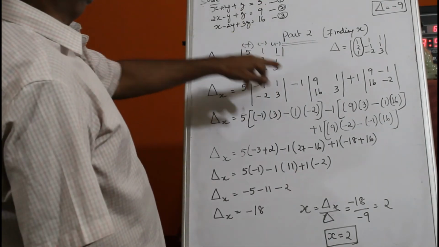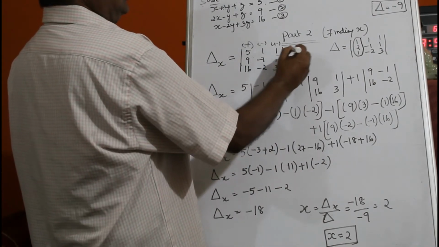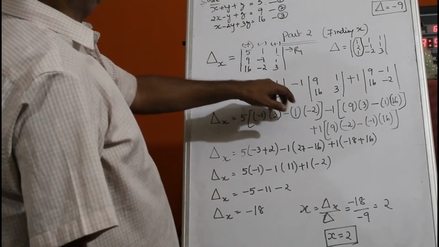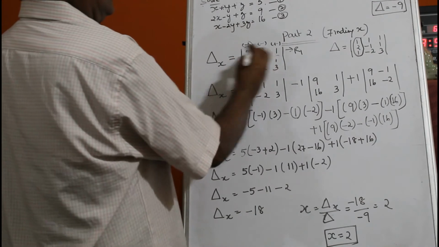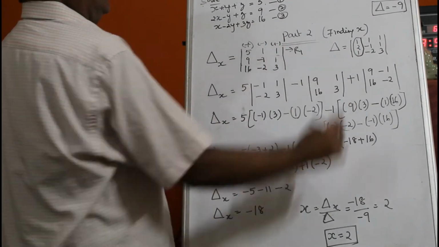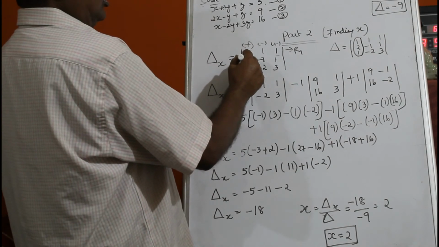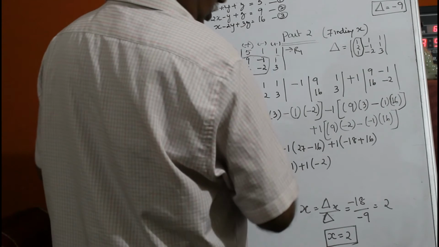Next one is minus 1. We are expanding along row 1. Leave that row and that column, you get 9, 16, 1 and 3. And the last one is plus 1. When you take plus 1, you will get this box. You can leave that one.